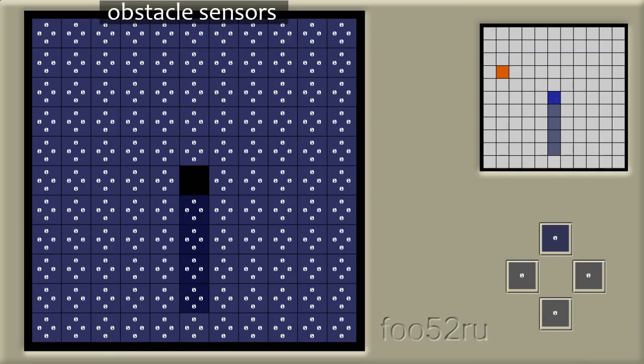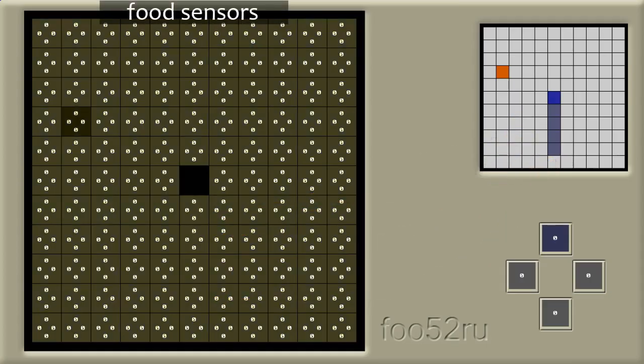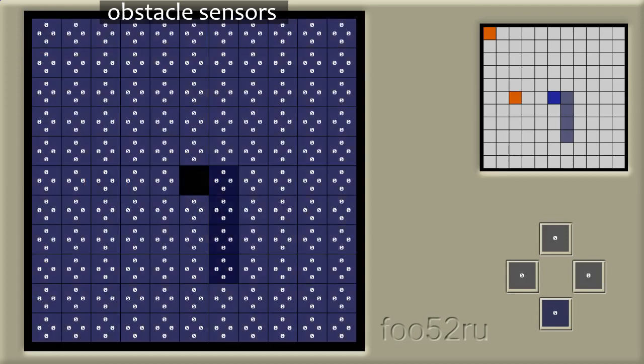These are the weights of the obstacle sensors. The triggered sensors are highlighted in dark. These are the weights of the food sensors. The triggered sensor is highlighted in dark. We agree with the choice of the snake and take a step forward. As long as the choice of the snake and my choice are the same, no change in the weights occurs. Now the snake wants to go down, but I think that we should go to the left and pick up the food. Therefore, there will be a correction of the weights.